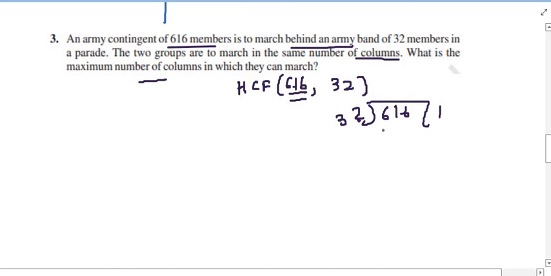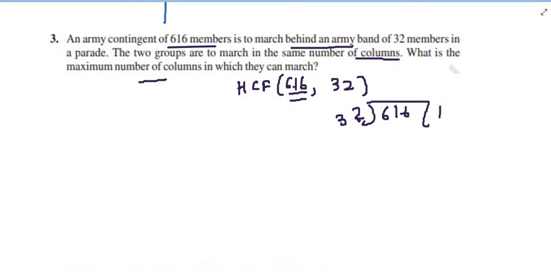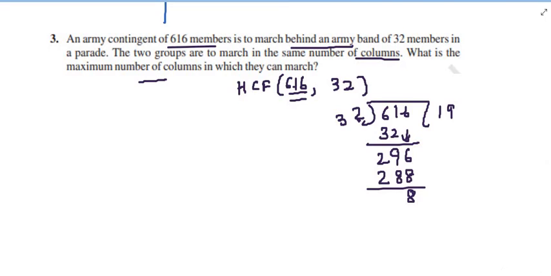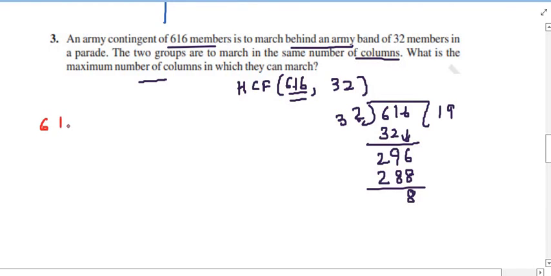So 32 times 1 is 32. Subtract this, it will be 2, bring down 6, and it will be 32 times 9 is 288. Subtract this, it will be 8. And so we can write this as 616 is equal to 32 times 19 plus 8.